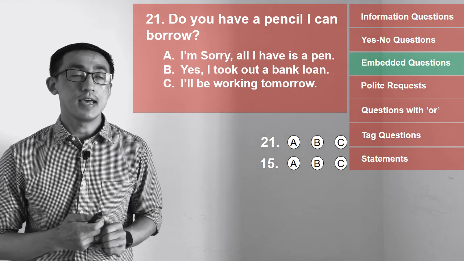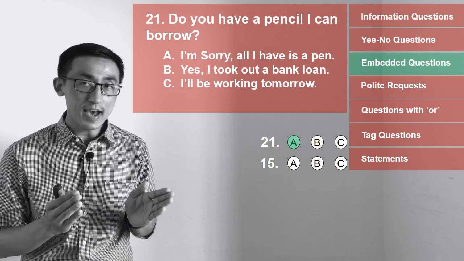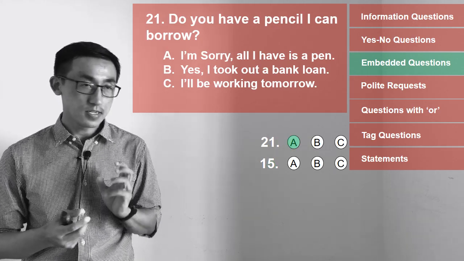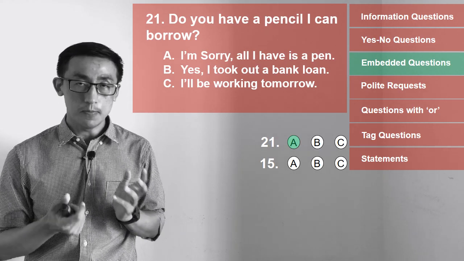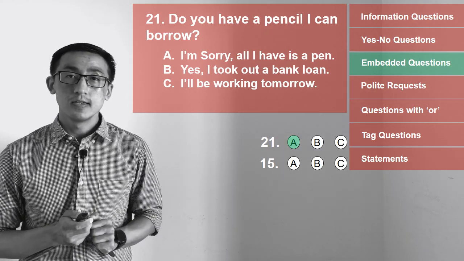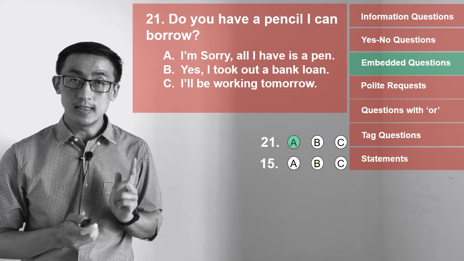So the correct answer to this question is, "All I have is a pen." Okay, statement A. "I'm sorry" means I don't have it. All I have is a pen. He doesn't have a pencil, only a pen. Okay, so the second example, let's go ahead and listen.